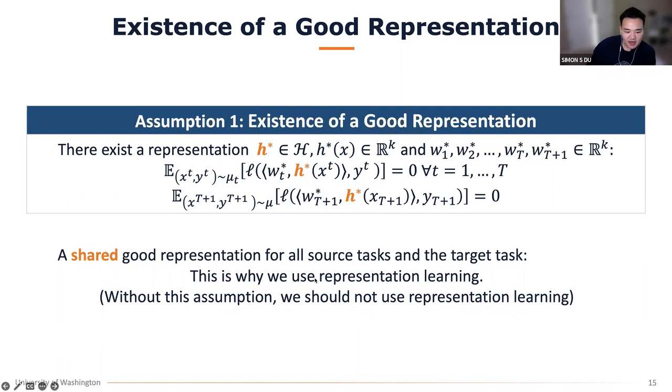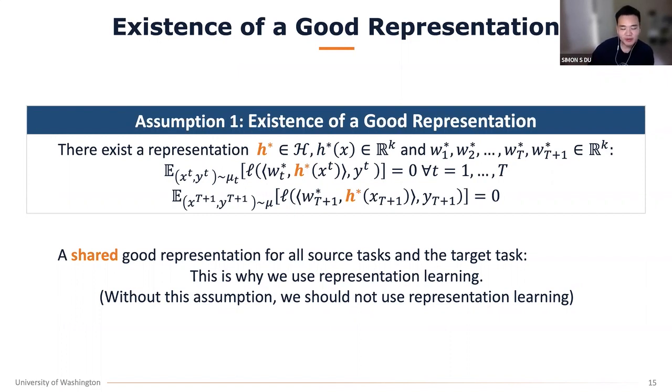If you don't believe this is true, you should not use representation learning in the first place, because our algorithm relies on this assumption that we fix this H in the second phase. If you don't believe this is true, if there doesn't even exist a good representation, then you should not use representation learning at all. Okay, so this is the first assumption.